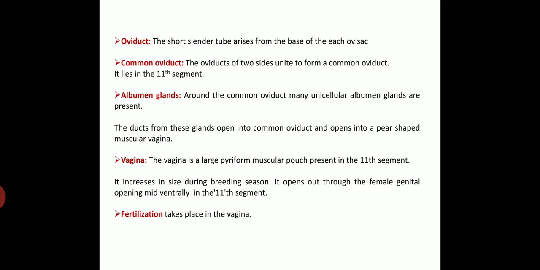Next, the vagina is a large pyriform muscular pouch which is present in the 11th segment. It increases in size during the breeding season and it opens through the female genital opening, which is present mid-ventrally in the 11th segment. And the next process is fertilization, which takes place in the vagina.